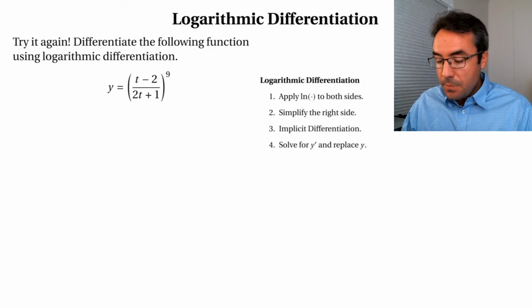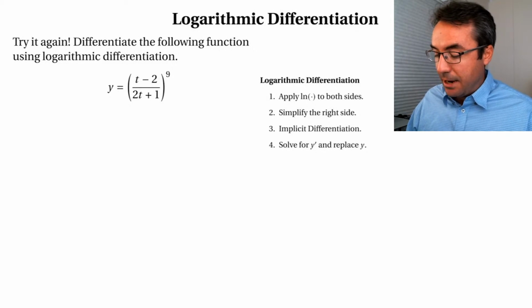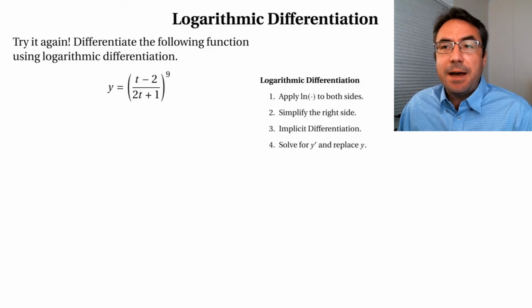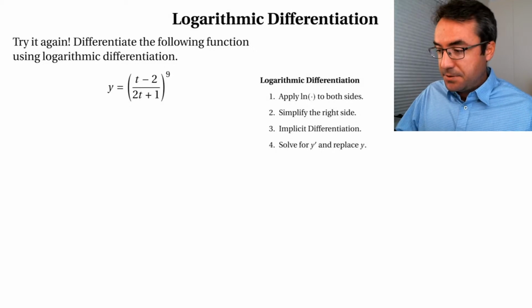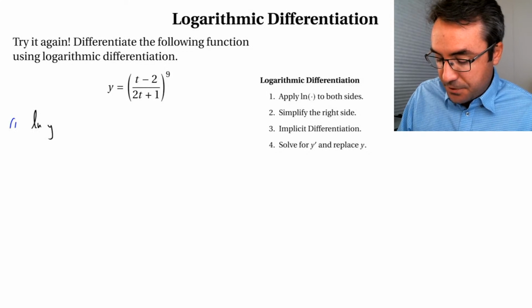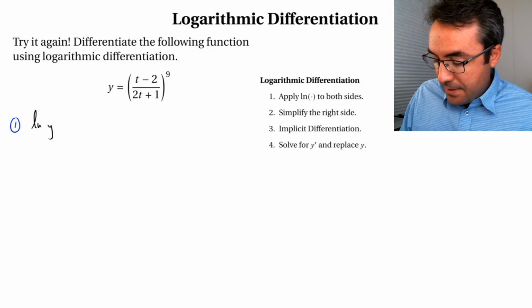All right, so let's try it out. And we have a description of how this process works. So the very first step is to apply the natural log function to both sides. So let's do that. So we're going to do the natural log of y on the left. And this is the first step. And then this will be equal to the natural log.